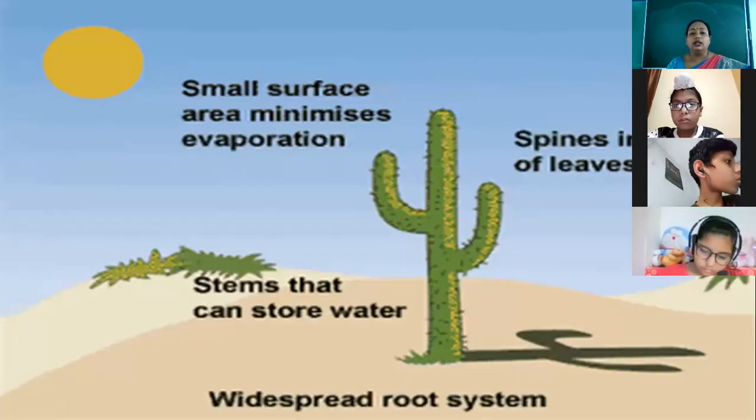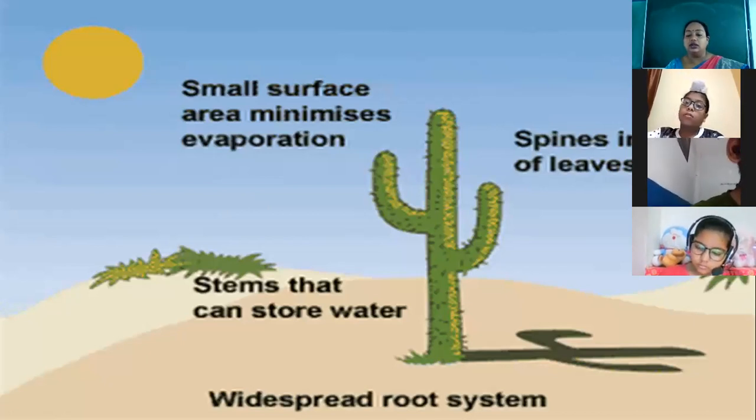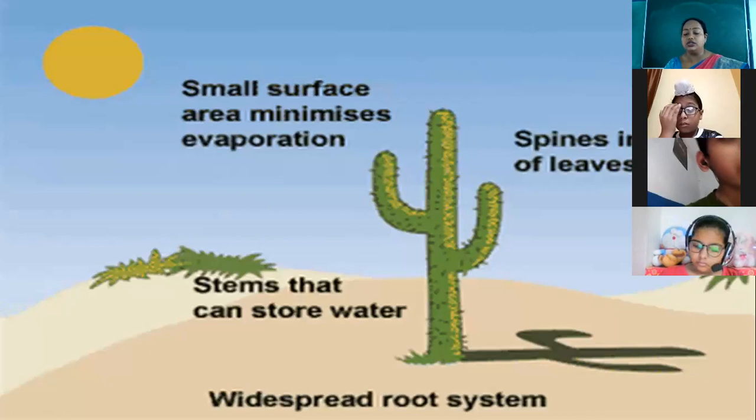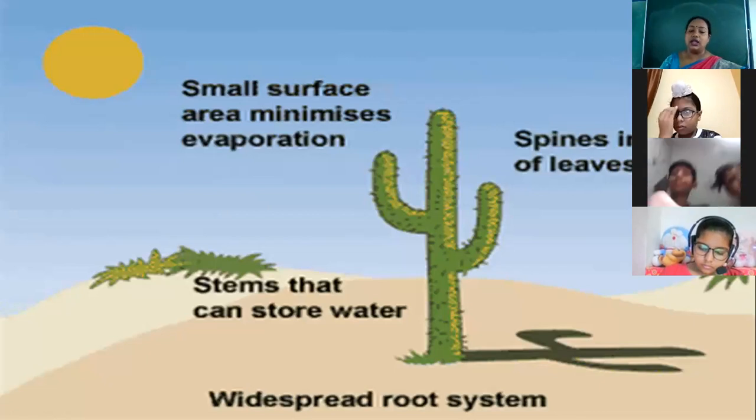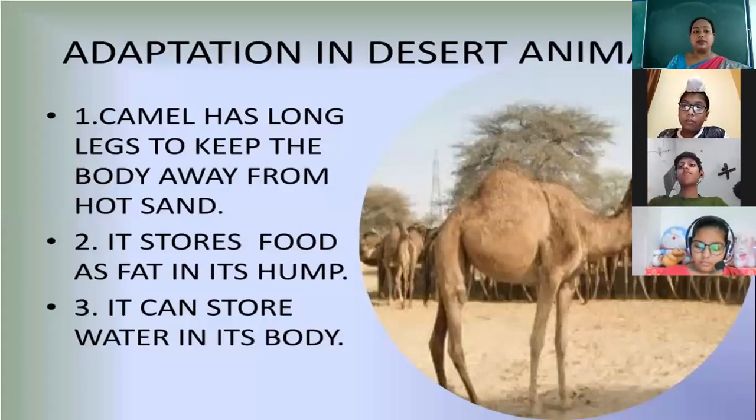Then you have seen the cactus has a small surface area so that it minimizes the rate of evaporation. Spines are modified leaves. The leaves of the cactus plant are modified into spines so that there is reduced loss of water through transpiration. And as you know, the stems can store water. Another characteristic feature you have learned is that the root is widespread. Why is it widespread? So that it can absorb water from a large area.